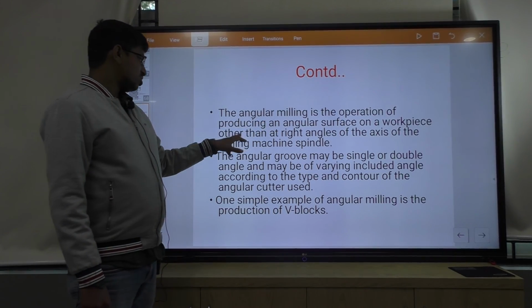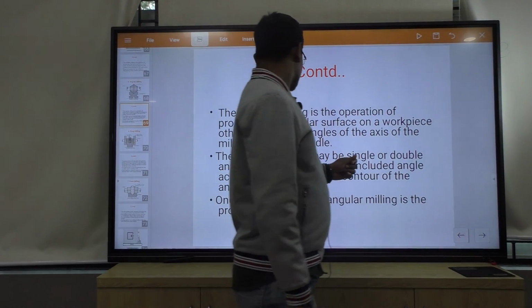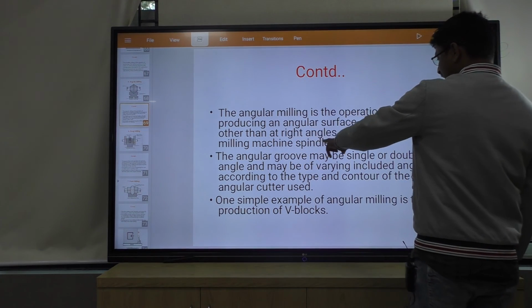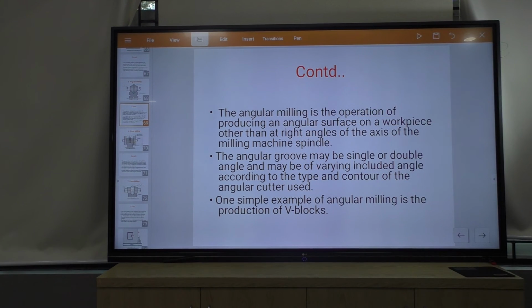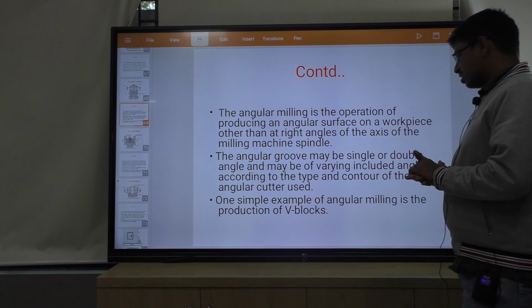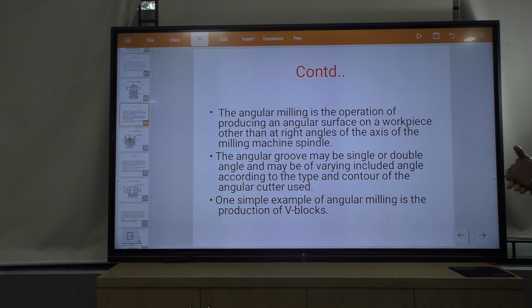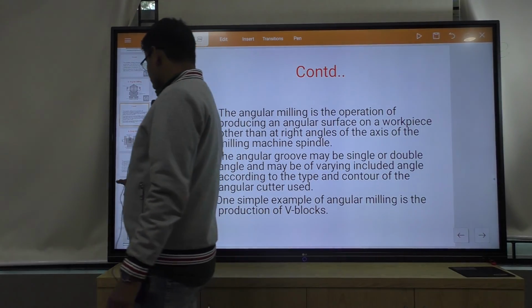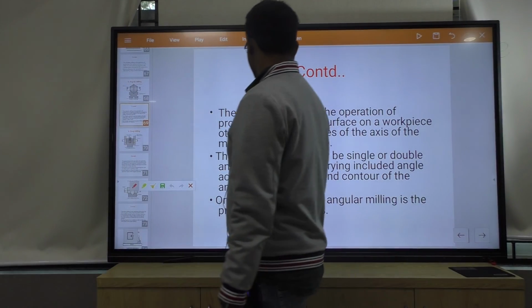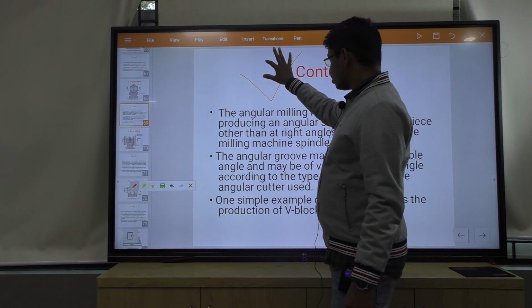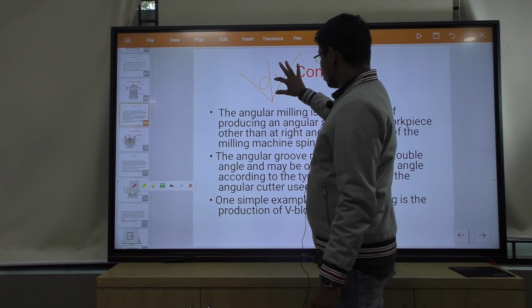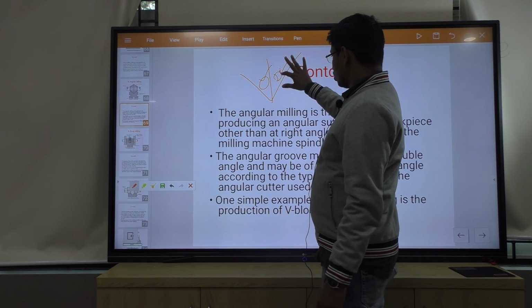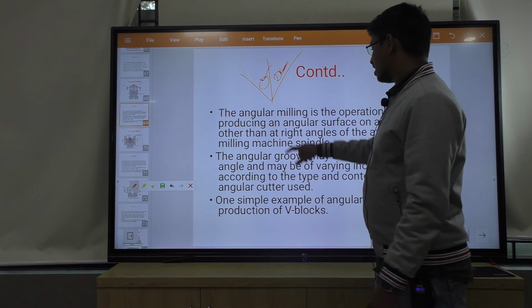Angular milling is the operation of producing an angular surface on a workpiece other than at right angles to the axis of the milling machine spindle. The angular groove may be single or double angle, and may be of varying included angle according to the type and contour of the angular cutter used. Here the angular surface may be single or double. If we produce these types of surfaces, this is one angle and this is one angle. So this is the double angular surface.